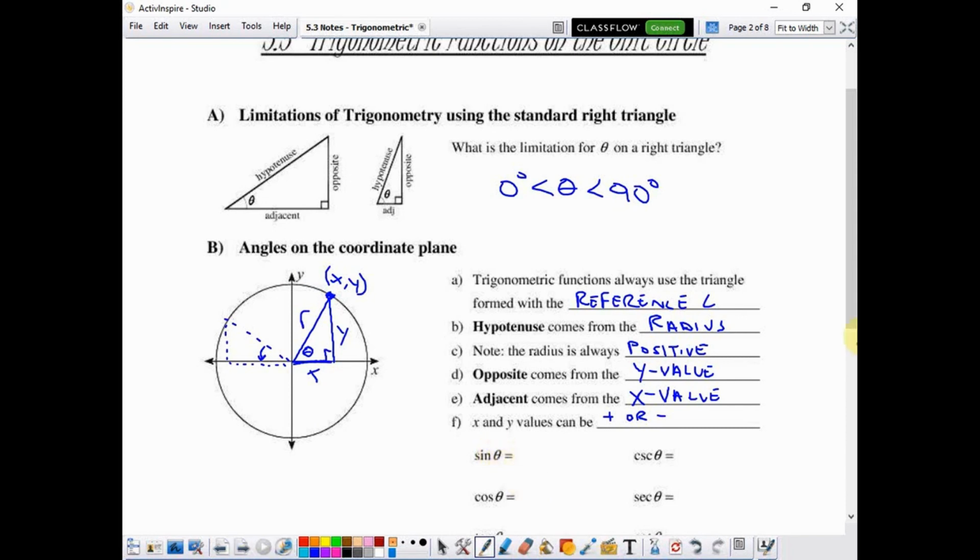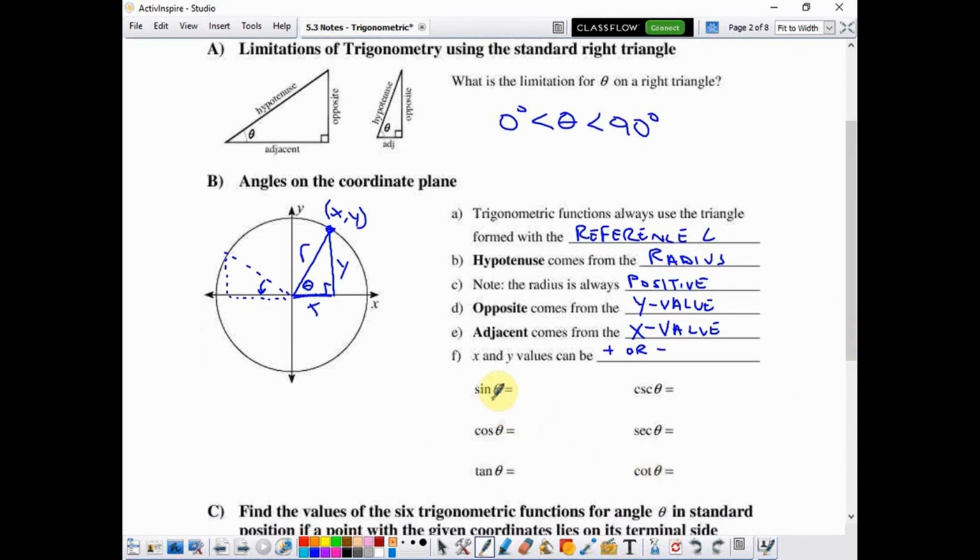So in a triangle on a unit circle, the sine value, sine is opposite over hypotenuse. Opposite is the y value, hypotenuse is the radius, so that is the y value over the radius. Cosine is adjacent over hypotenuse; adjacent is the x value, hypotenuse is the radius. And tangent is opposite over adjacent. Opposite is y, adjacent is x, and we can look back at this picture here as well. So tangent is y over x, opposite over adjacent.